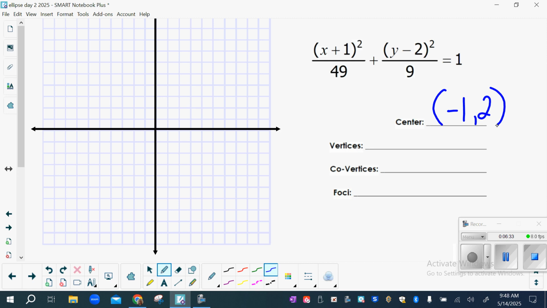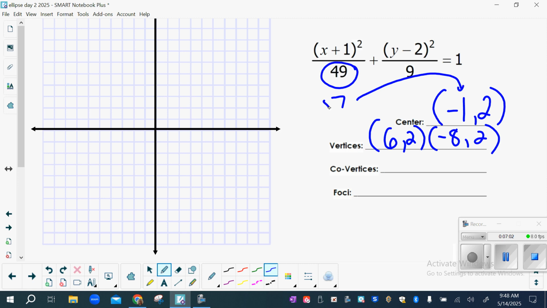So here's what I'm going to do, because I'm lazy. I am going to just take that 7 and add it to my x coordinate. This time I'm going to do it right, because I want the vertex, the big number. I add 7 to this guy, so I get 6, 2, and then I subtract 7, so -8, 2. Y'all see how I did that without graphing? I just added and subtracted this 7. That's a shortcut way. If you don't feel like graphing, that's awesome.